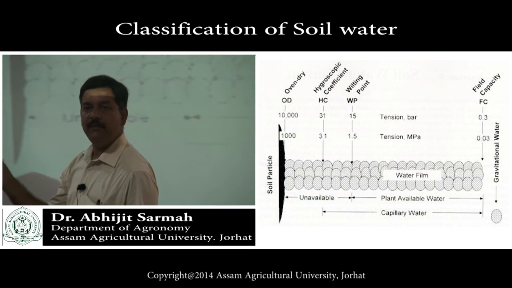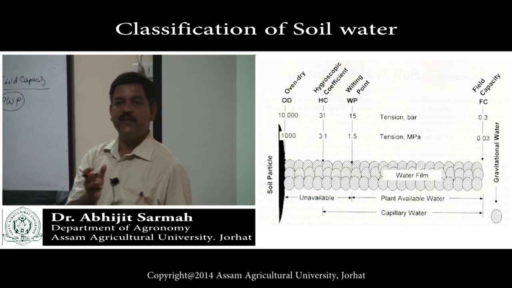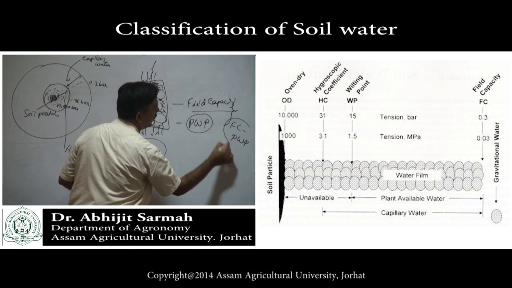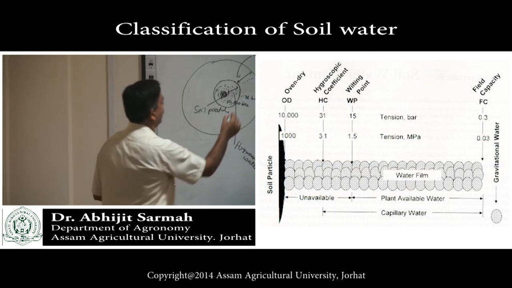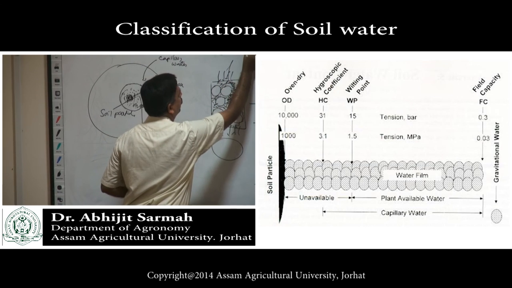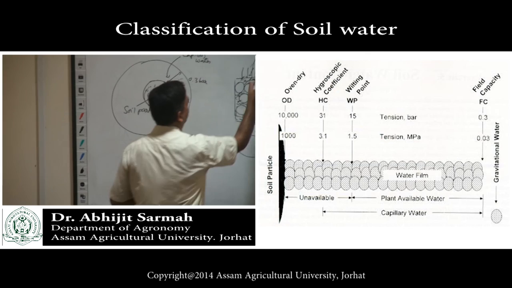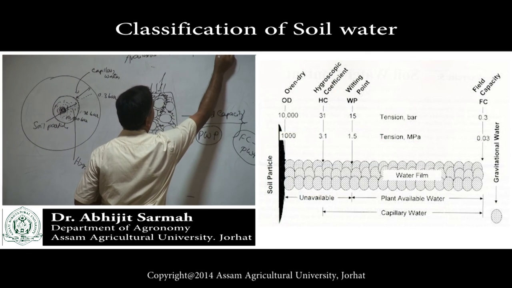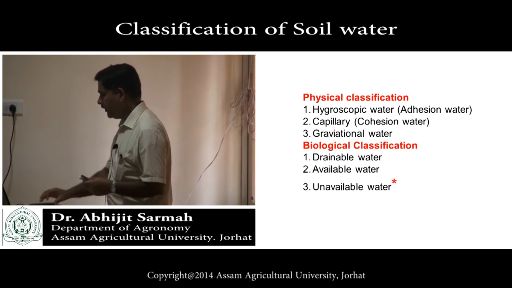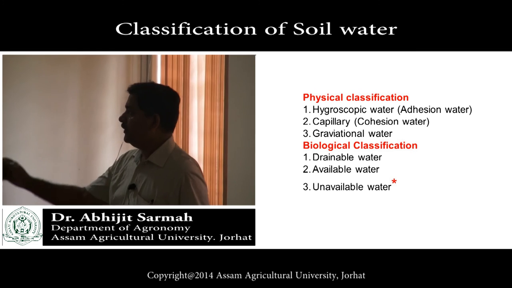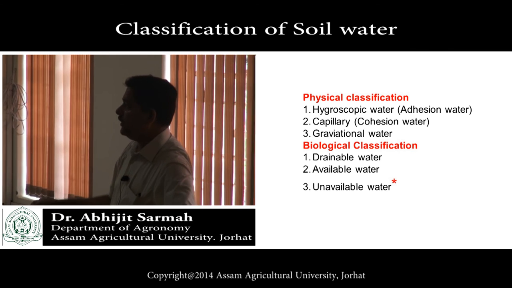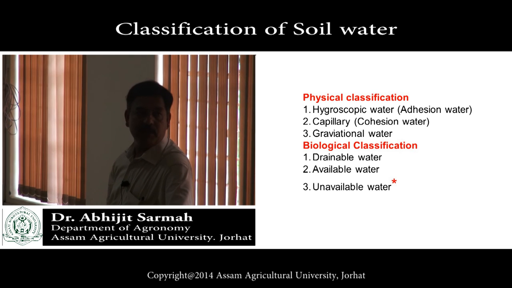Now, which water is available to the plant then? The moisture content between field capacity and permanent wilting point. The water content between field capacity and permanent wilting point is called available water. What is available water then? Available water is that water which is present between field capacity and permanent wilting point. This is the second term of biological classification. That means the water present between field capacity and permanent wilting point is available water.